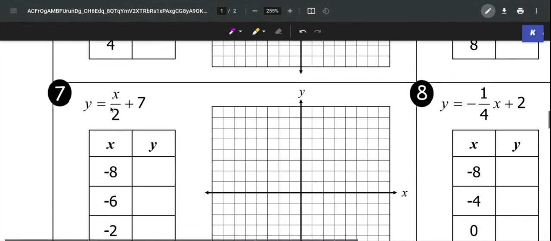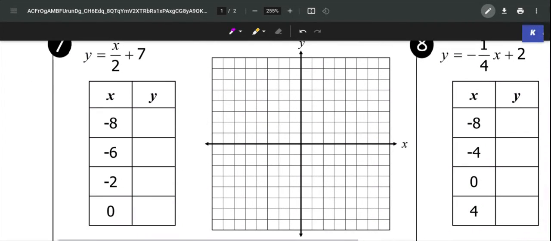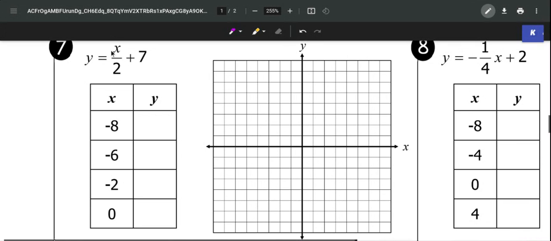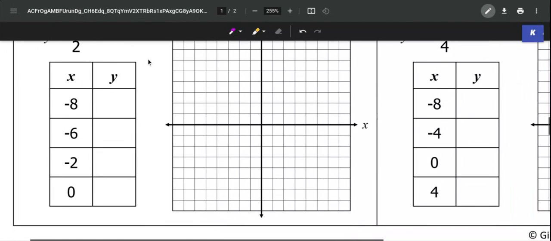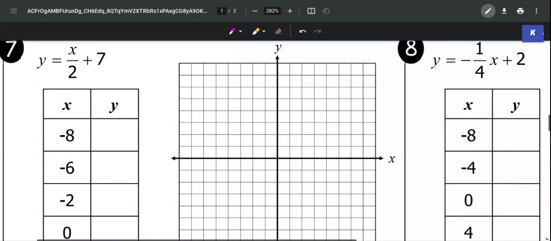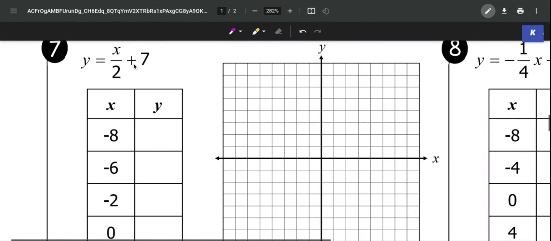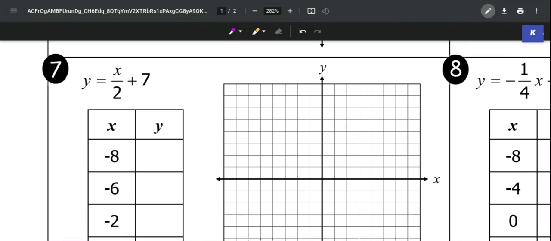So that one's pretty easy. We'll go to number 7, which looks a little bit harder, but it's actually not too hard. Here you have y equals x over 2 plus 7. Just remember, when you plug in your x values, we always have to deal with the dividing or multiplying before adding and subtracting. So for the first x value, it's negative 8. Y is going to equal, instead of x, we plug in negative 8, divide that by 2, and then add 7 to that. So it would be negative 4 plus 7, which gives us a positive 3.